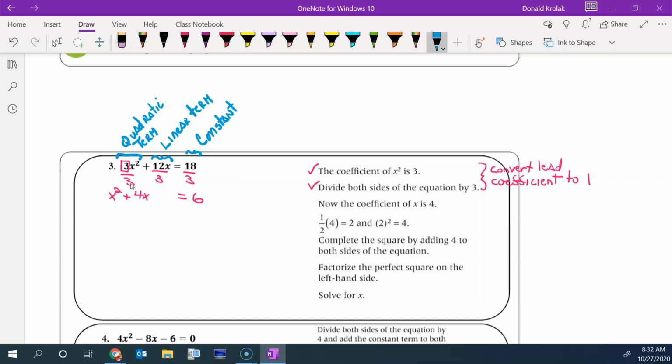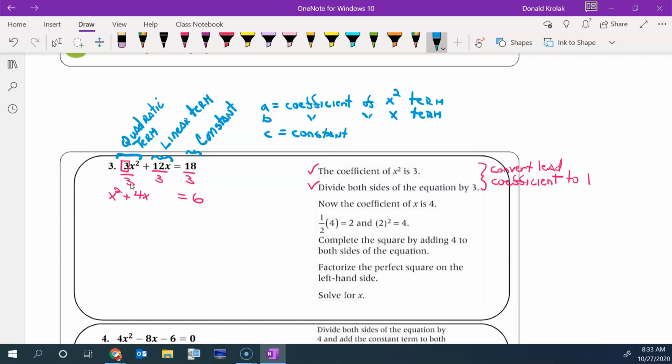So A is the coefficient of the quadratic term. It doesn't include any of the x's. Then B is the coefficient of the term that just has an x in it. And C is the constant. So the linear term's coefficient here is not 12x, it's just 12.